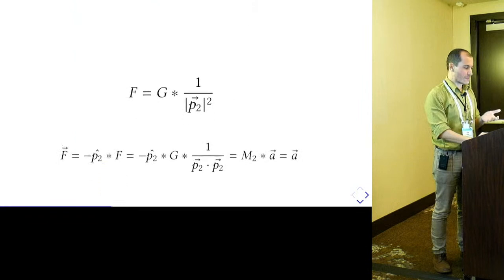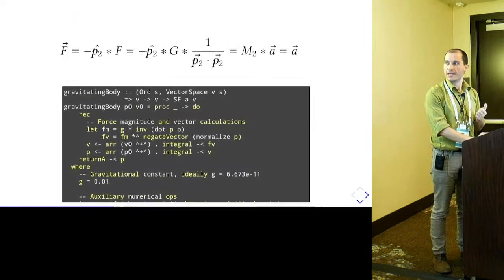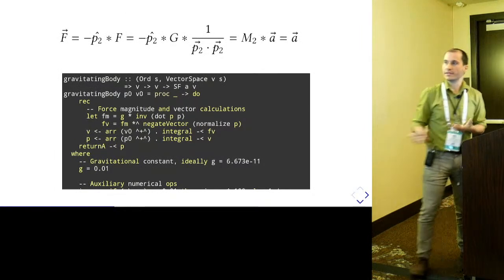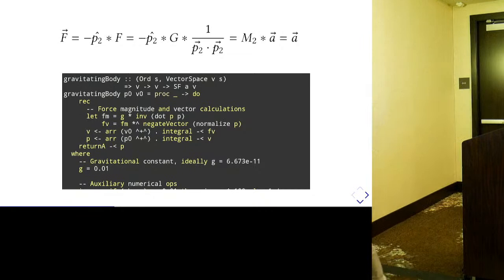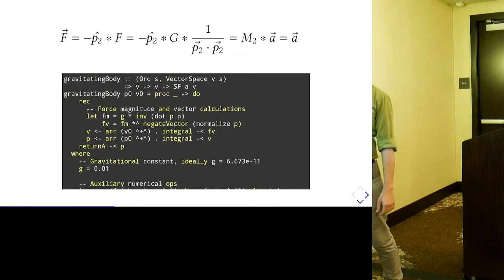So you derive this equation from the textbooks, and you could just write it directly. You can say that the magnitude of the force is the constant of gravity multiplied by the inverse of the dot product of the position with respect to the center. And then you calculate the vector, integrate, and you get the position.